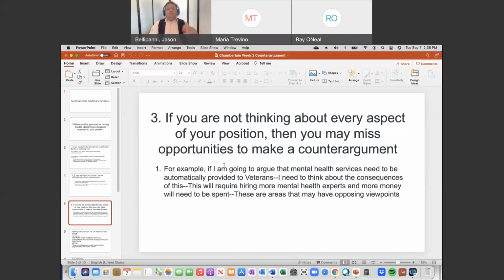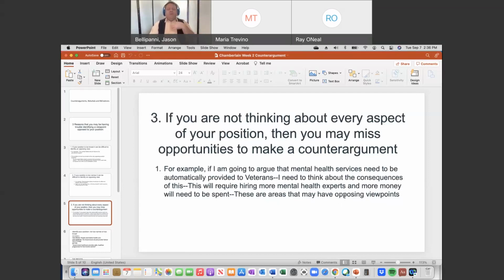So, for example, if I'm going to argue that mental health services need to be automatically provided to veterans, I need to think about the consequences of this. This will require hiring more mental health experts, and more money will need to be spent. These are areas that may have opposing viewpoints, right?